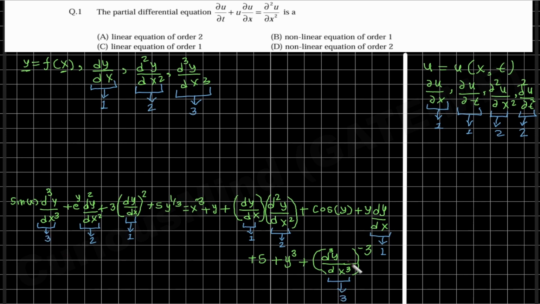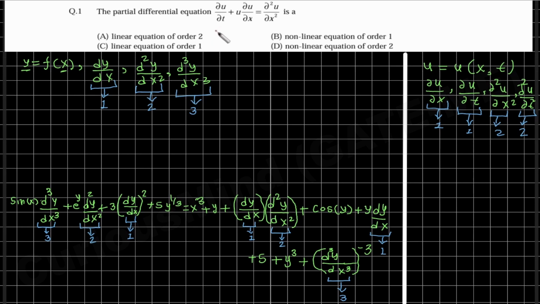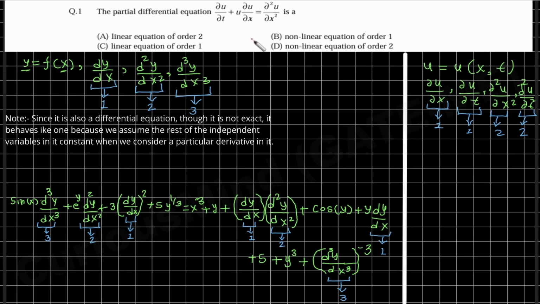Similarly, we can find the order of the above partial differential equation in the same manner because it is also a differential equation. Though it is not exact, it behaves like one because we assume rest of the independent variables in it constant when we consider a particular derivative in it.